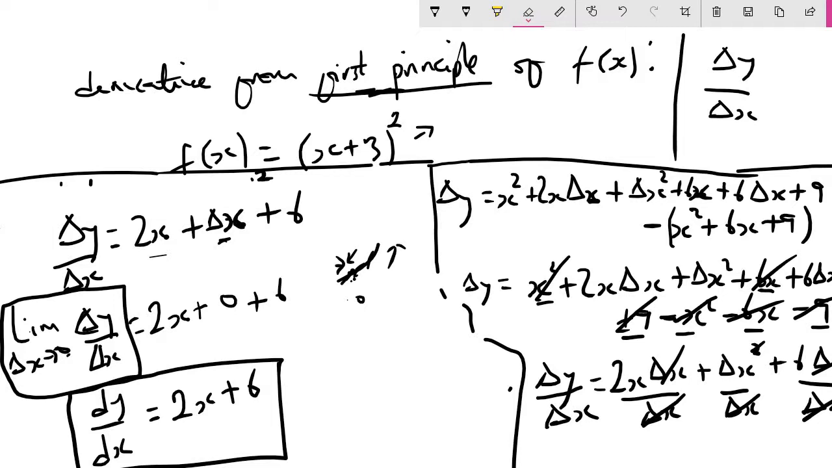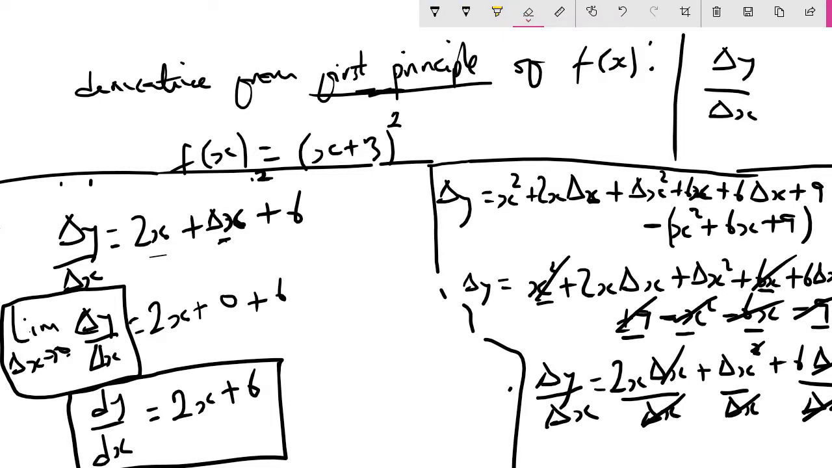Okay, so this is how to differentiate from first principle. Now, as I said, there's actually a shorter way of finding the differential of an expression, but that way is not first principle. So I'm going to show you that way very quickly, and then you can use it to verify your answers.